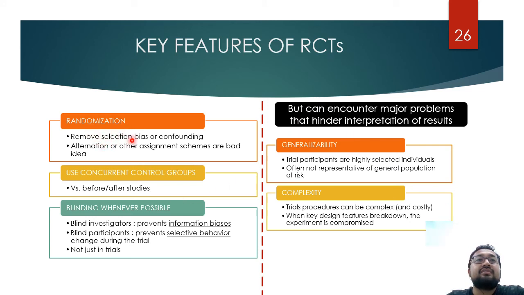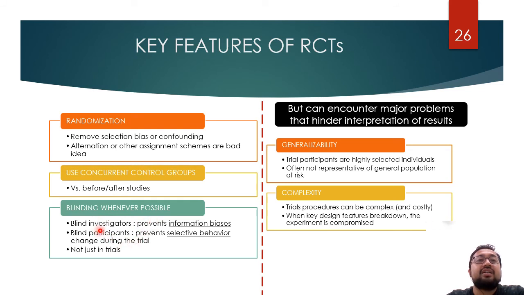Okay, RCT randomization, first mesti ada randomization lah, nama pun randomized control trial. Remove selection bias or confounding, alternation or other assignment schemes are bad idea. And then they use concurrent control groups. Kita ada before and after study, kita nak tengok. And then blinding whenever possible.